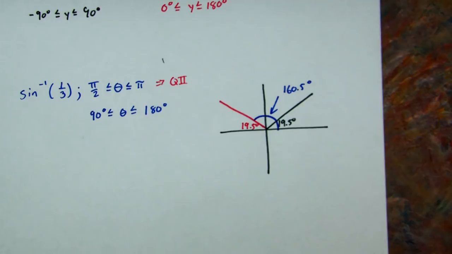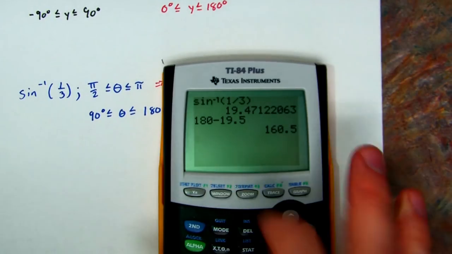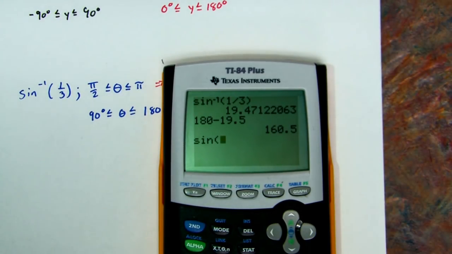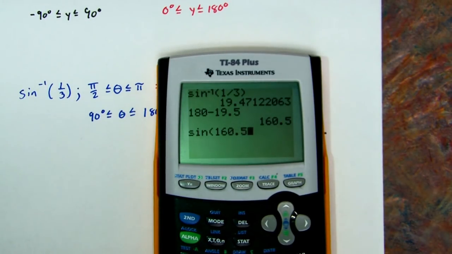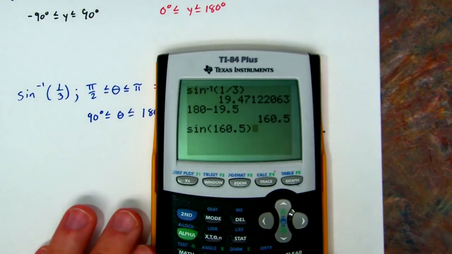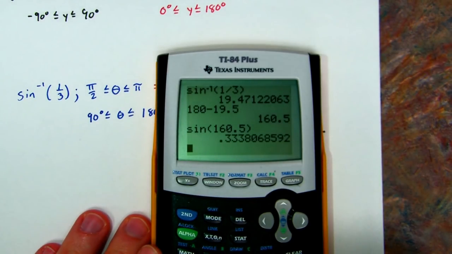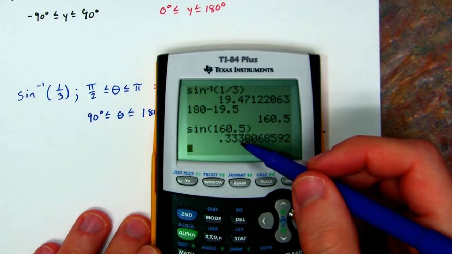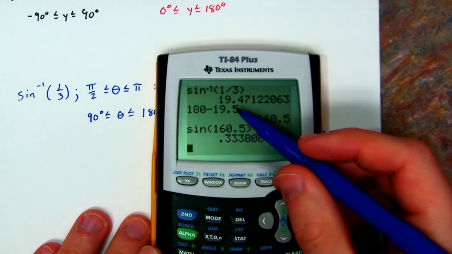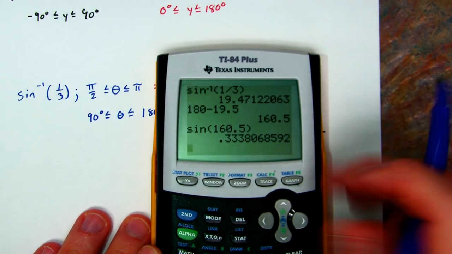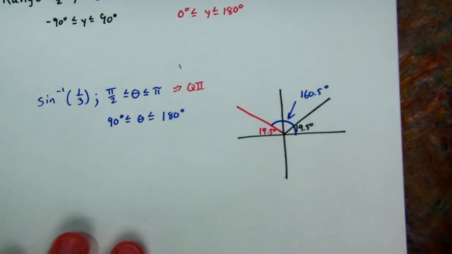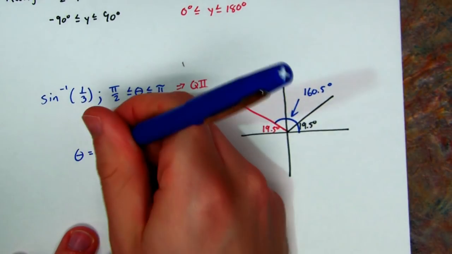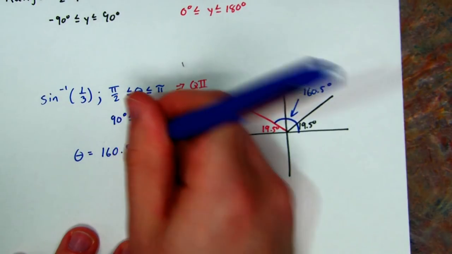Now if I want to check it, I can, in my calculator, type sine of 160.5, and it should come out approximately 1/3, 0.3 repeating. And that's pretty close. Now remember, I rounded earlier. If I went out to all the decimal places, it would come out to be exact, but I'm not going to be that detailed. So the angle we're looking for in this case is 160.5.